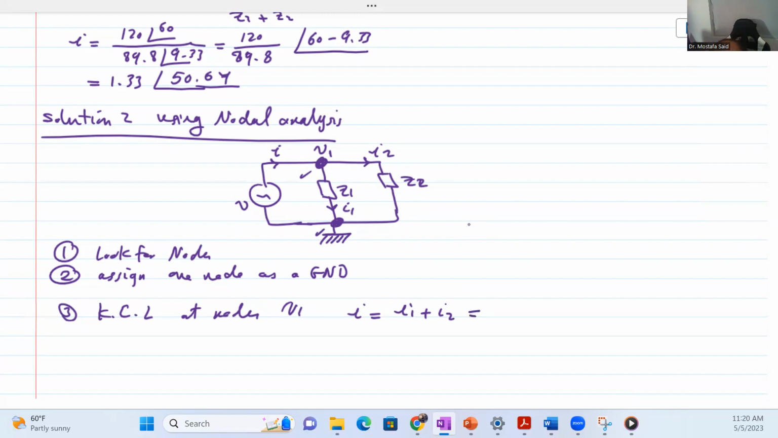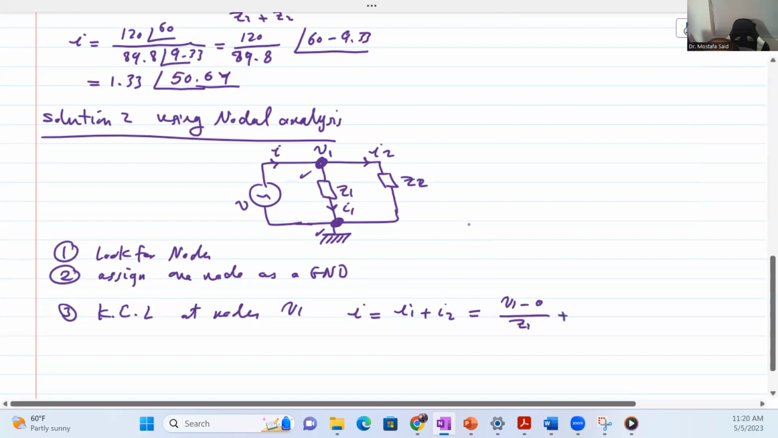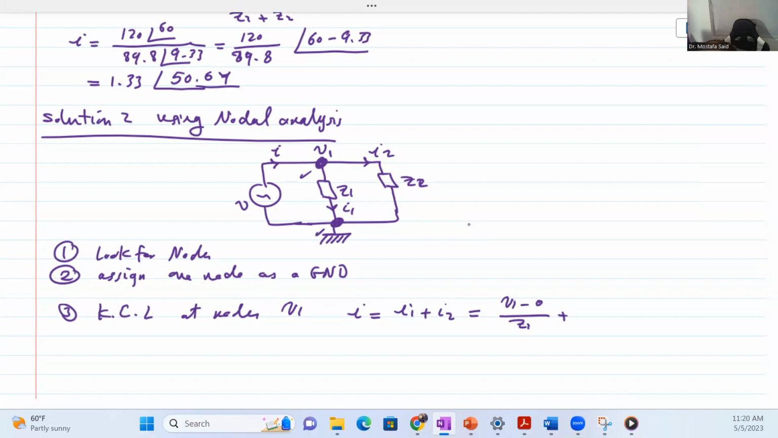But what are I1 and I2? I1 is the voltage difference across Z1, so V1 minus 0, the voltage difference between the two terminals of Z1, divided by Z1. Plus, what is I2? The voltage difference across Z2 over Z2. What is the voltage difference across Z2? V1 again minus 0, over Z2. So I equals V1 over Z1 plus V1 over Z2. If we know V1 and Z1 and Z2, we're going to know I, right?